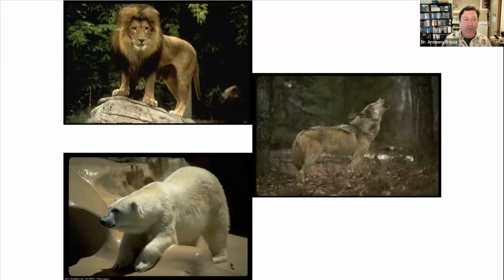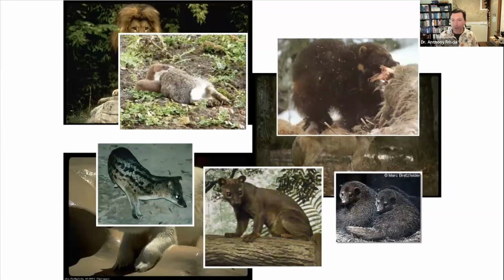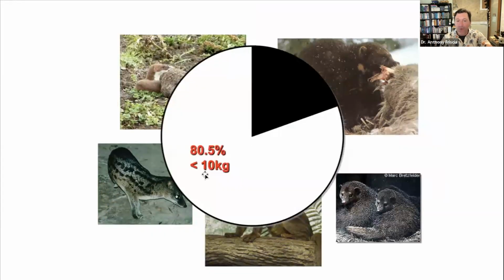Well, it turns out, though, that most of the diversity in carnivorous mammals is actually small. It's things like weasels and badgers and weird things like mongooses and civets and, this is the fossa from Madagascar, all sorts of small things. And actually, it turns out that most mammalian carnivores are relatively small. They're less than 10 kilograms. 80% of living carnivores are small, less than 10 kilograms.